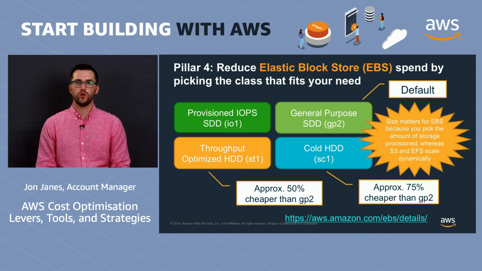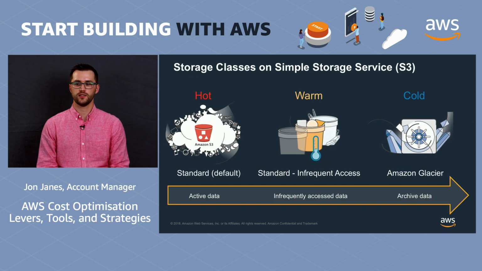In addition, one of the things that's important to remember around EBS is that the size of the drive that you provision matters. So you're charged for EBS by the volume size that you provision. It's not dynamic. So if you have an over-provisioned drive that you're not using, you might want to look at reducing that EBS volume size to match the requirement that you have so you don't have to pay for that excess capacity.